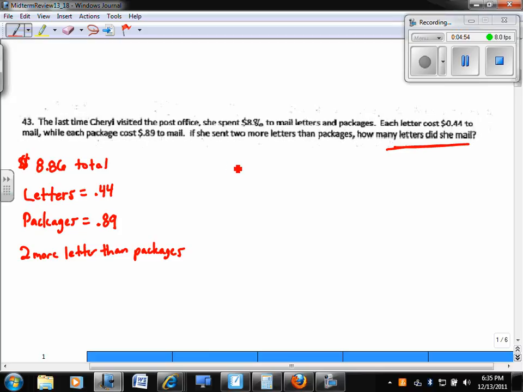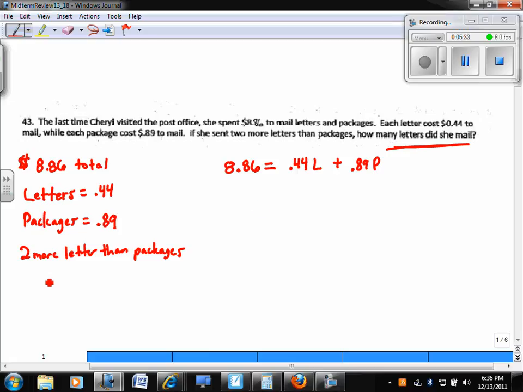So let's see. Our total is 886. We find a total by adding together the pieces. So what do we need to add? Well, we need to add 44 cents for every letter, and we need to add 89 cents for every package. Okay, well this has two variables, so if we were to use this, we would need a system. Okay, what other equation could we write?